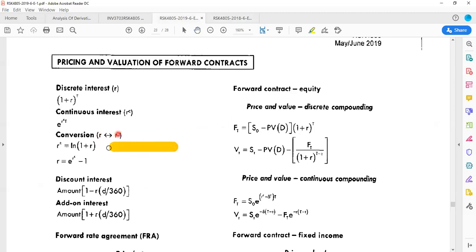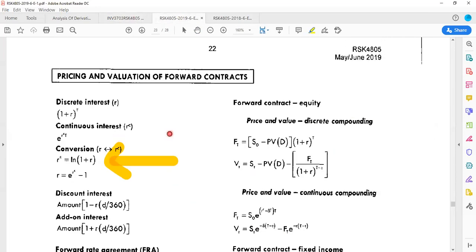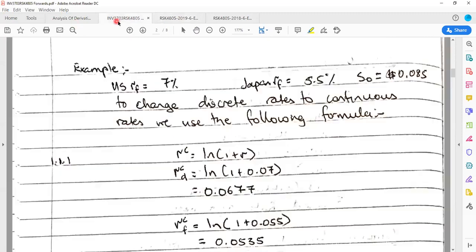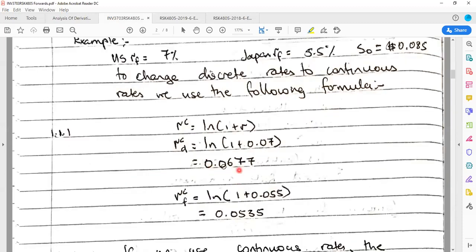And we know that when we want to change discrete rates to continuous rates, we use the following formula. So please put the video on pause, try to substitute into this formula to see if you get the answer. And when you're done, press play, and then I'll show you how to do the calculation. Okay, so I hope you were able to do that calculation, and hopefully you got the following answers. For the domestic rate, the continuous risk-free rate is 0.0677. For the foreign rate, the continuous risk-free rate is 0.0535.